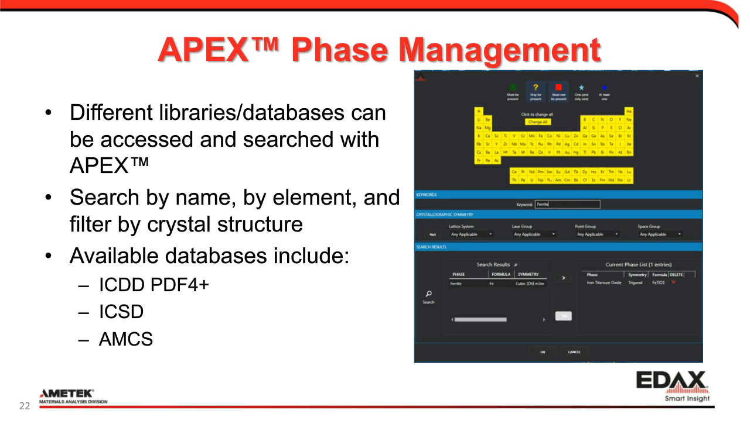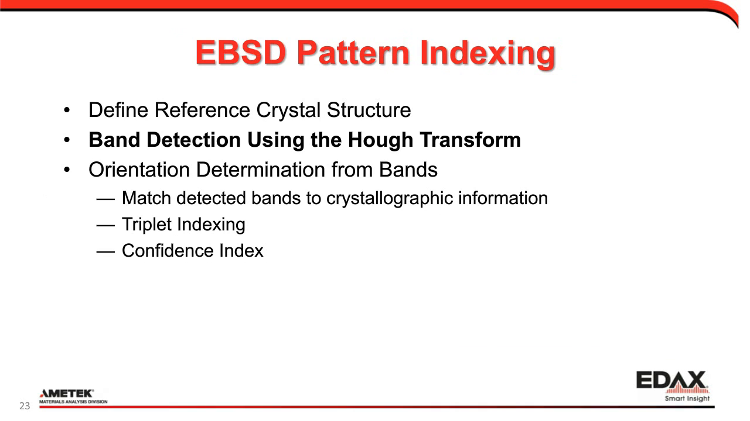And so that leads us to the next step in the pattern indexing routine. Once we know this reference crystal structure, we have the interplanar angle lookup table. Now we have to find the bands in the pattern, and we do that with what's called the Hough transform.